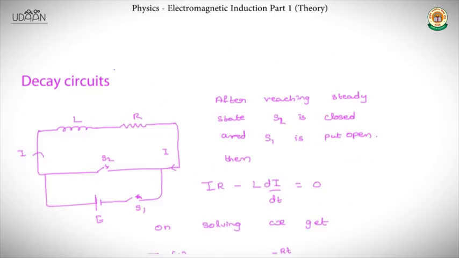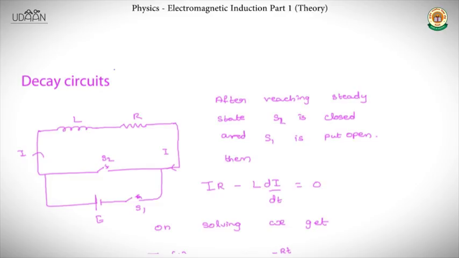Consider this diagram. Initially, the switch S1 is closed and S2 is open. So what happens is the current gradually increases and finally reaches the steady state where the current would be E by R. Later, after the steady state is reached, now S1 is opened and S2 is closed.